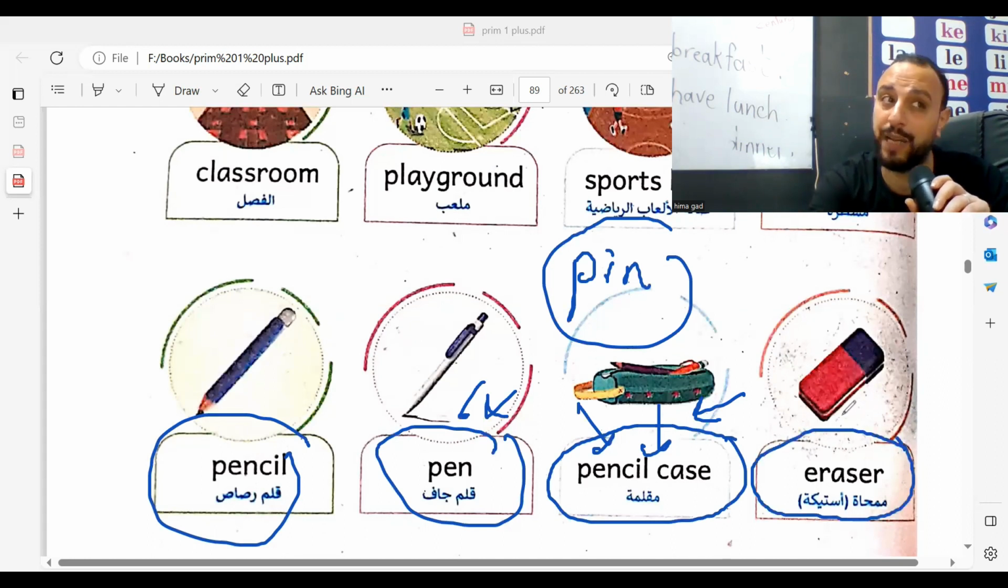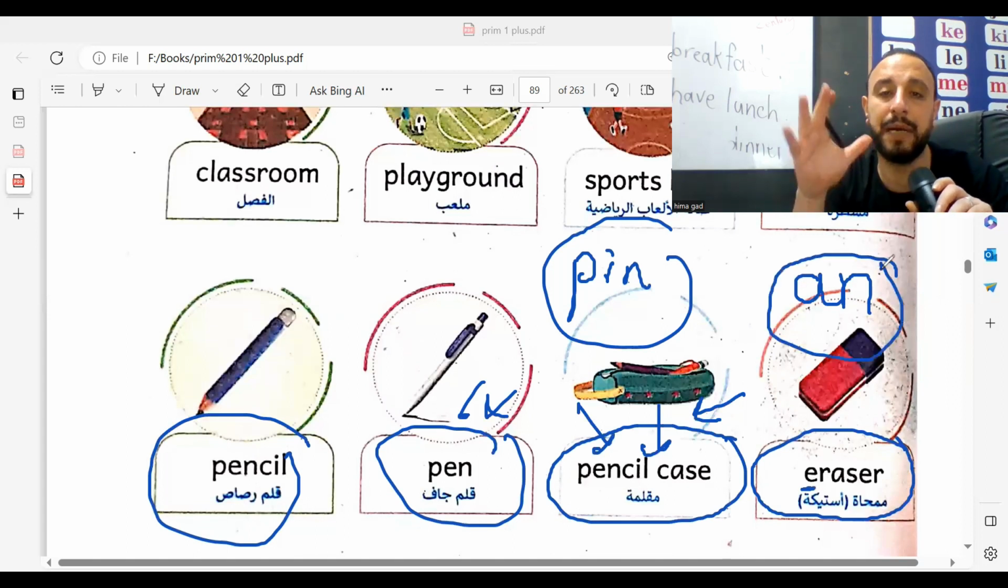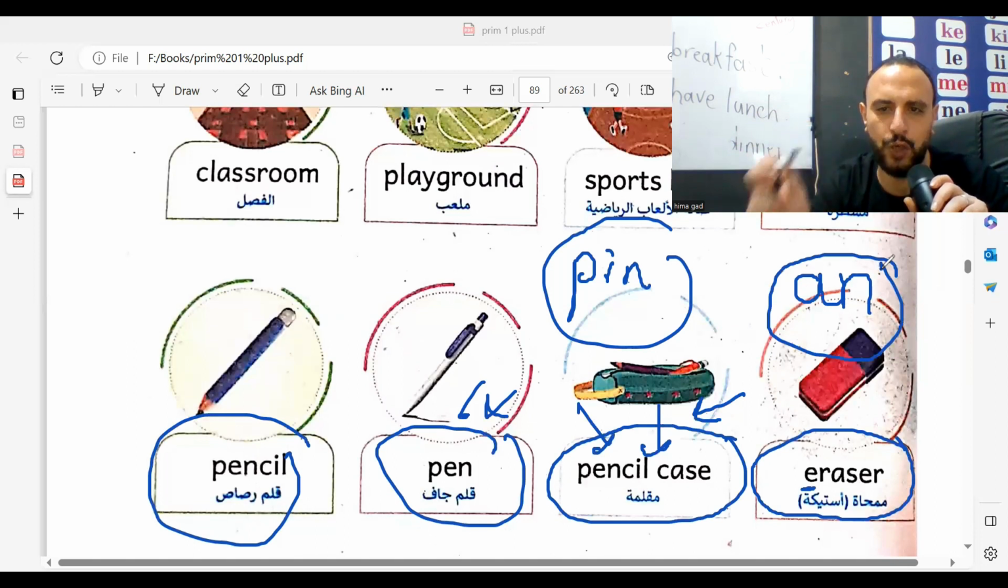ينفع نقول a eraser? No. An eraser. أيوة. علشان بتبدأ بالإيفال يبقى لازم نقول قبلها an. يبقى نقول what's this? It's an eraser. بص نقولها ازاي. It's an eraser. يبقى what's this? It's an eraser. What can you see? I can see an eraser. برافو برافو. أشطر شطار والله.